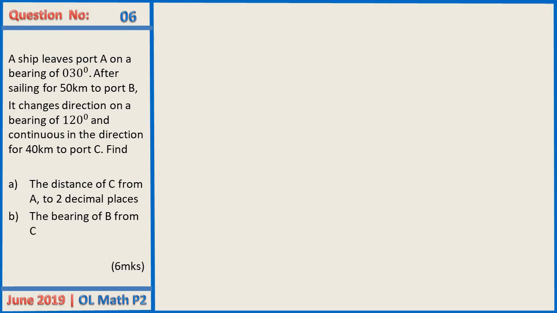Question number 6. A ship leaves port A on a bearing of 30 degrees after sailing for 5 kilometers to port B. It now changes direction on a bearing of 120 degrees and continues in the direction for 40 kilometers to port C. Find the distance of C from A to 2 decimal places.